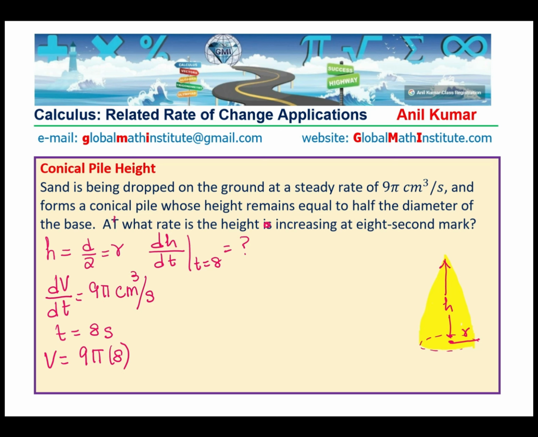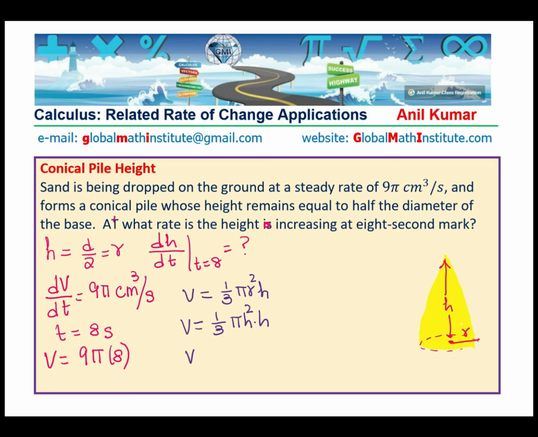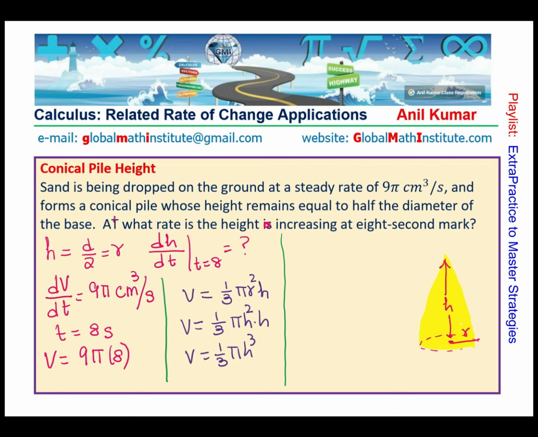Now let's write down the related formula. After all, what is volume? So volume is 1 by 3 pi r square h. Since r and h are the same, we can rewrite this as volume is 1 by 3 pi h square h, which is volume is 1 by 3 pi h cube. So we have a formula in terms of h itself. And now we can differentiate with respect to time.